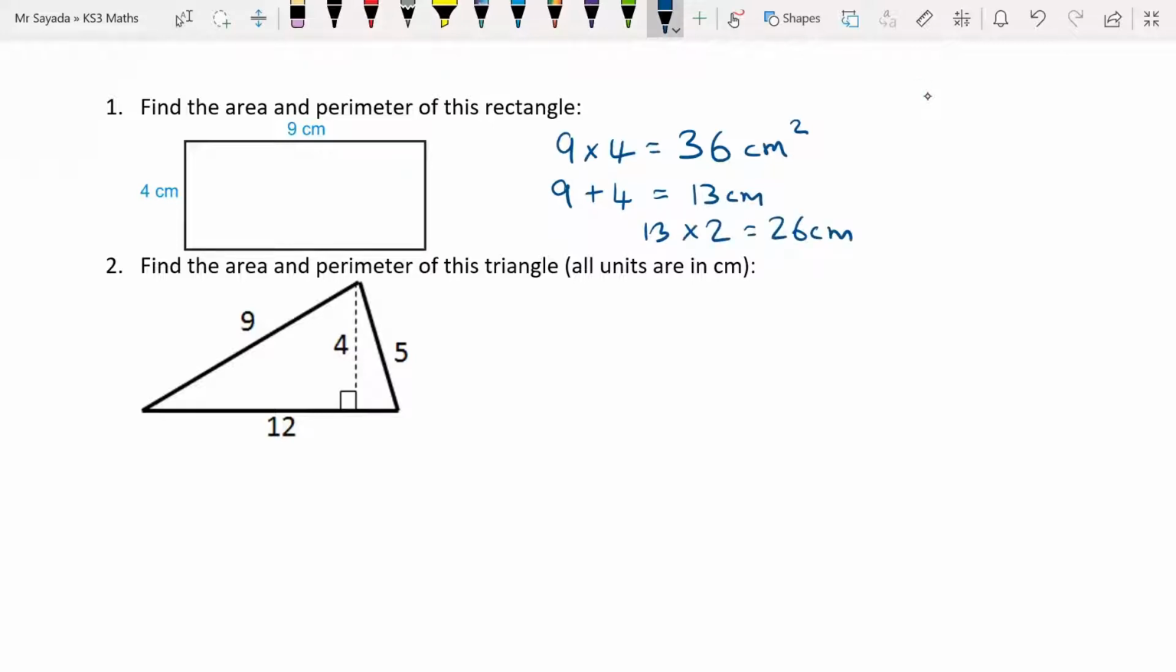Why do we times it by 2? Well, there's also this 9 centimetres and this 4 centimetres. So we've got two lots of 9 plus 4. We've got that 9 and 4, and then we've got this 9 and 4.